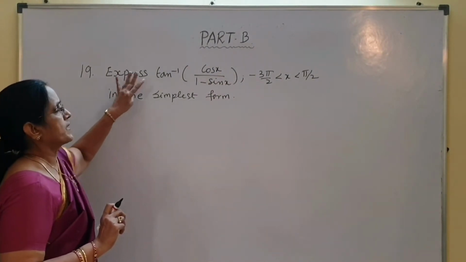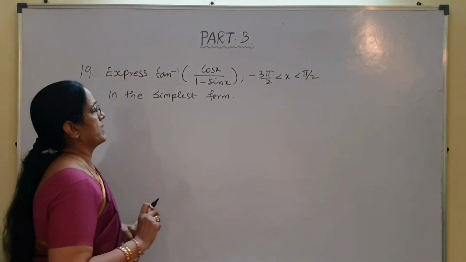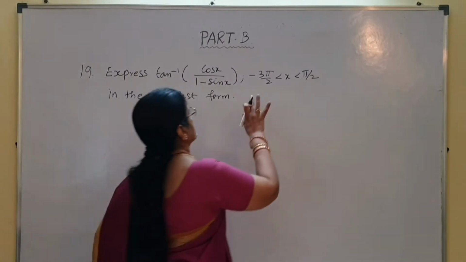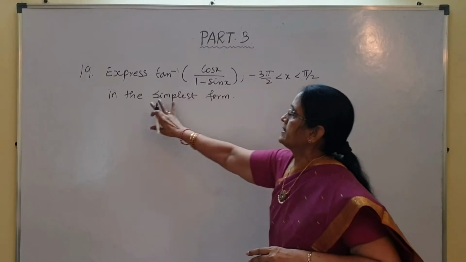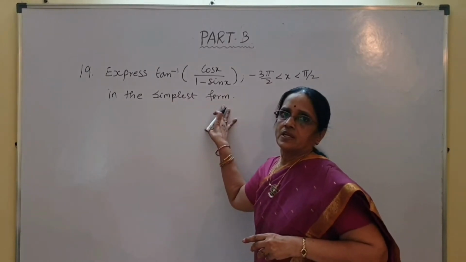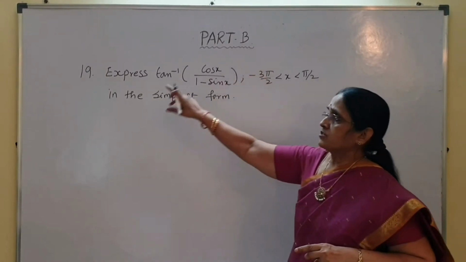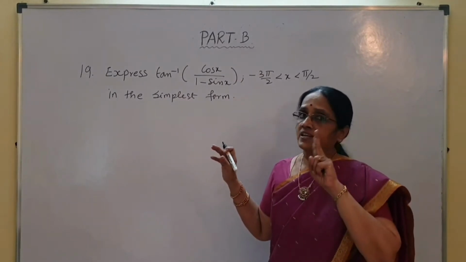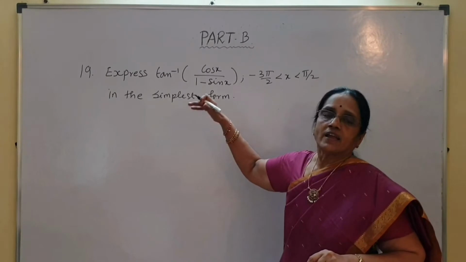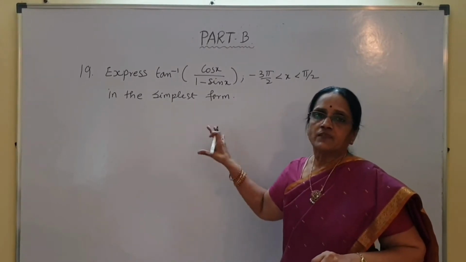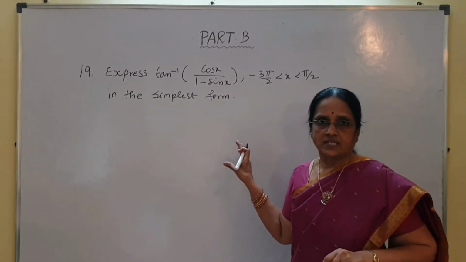Here, you need to express tan inverse cos x by 1 minus sin x, in the interval minus 3 pi by 2 less than x less than pi by 2, in the simplest form. See, part B, question number 19 onwards, 10 questions will be there for 2 marks. So, you need to write every step giving reasons inside the bracket.